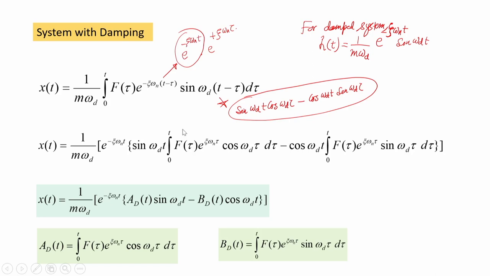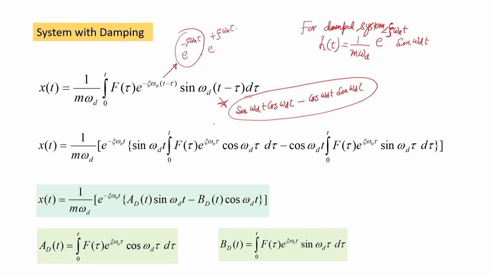But inside the integral, you are seeing f(tau), which is a variable function of tau, and e to the power xi omega n tau, that is coming after decomposing this exponential form into two exponential forms. One is e to the power minus xi omega n t, and another is e to the power plus xi omega n tau. So here we are getting this term, then cos omega d tau d tau. Similarly here, cos omega d t, integration 0 to t f(tau) e to the power xi omega n tau sin omega d tau d tau. Okay. Now you can see here, if I write this constant as we have done earlier, with the integral function, the integral function is f(tau) e to the power xi omega n tau cos omega d tau d tau.